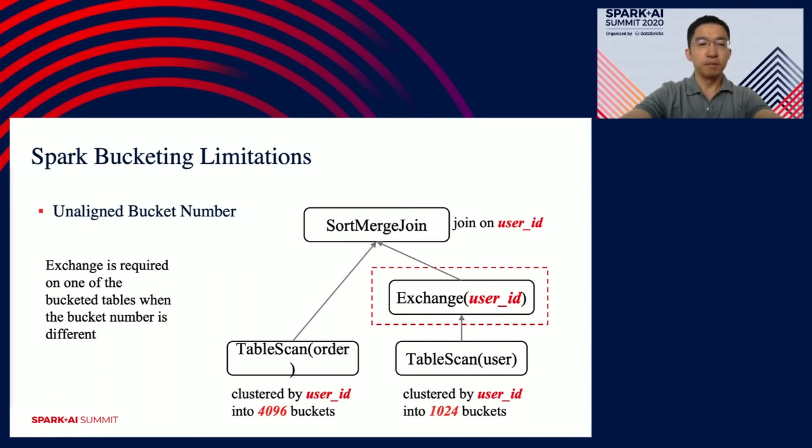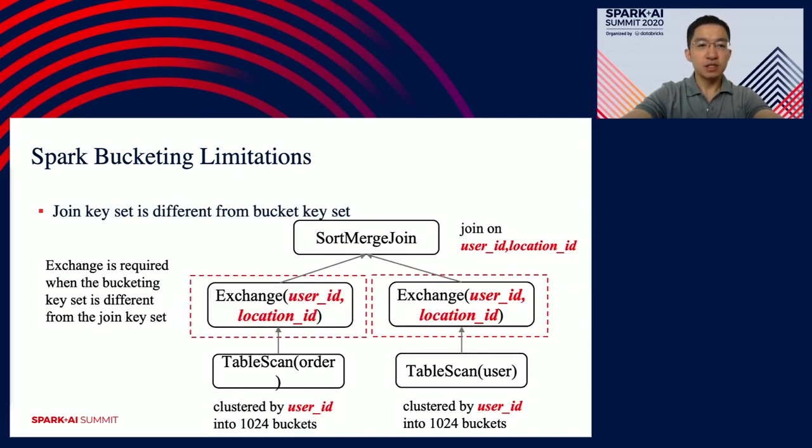Another limitation is that Spark SQL requires that if users want to join two tables using bucketing join, both of them should be clustered on the same key, and the bucket number should be the same. For example, if the order table has 4096 buckets on the left side, and the user table has 1024 buckets on the right side, then Spark will exchange the user table into 4096 buckets so that it can be joined with the order table. So in this picture, even though both of them are bucketed tables, exchange is introduced because they have different bucket numbers.